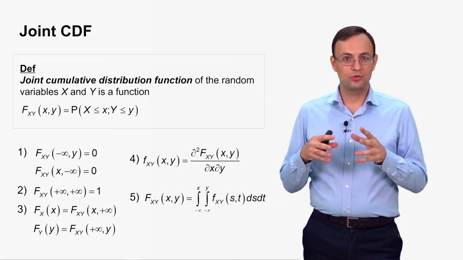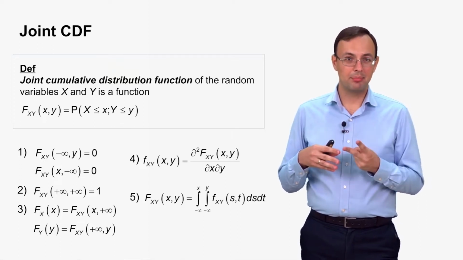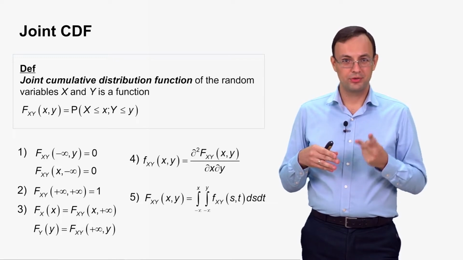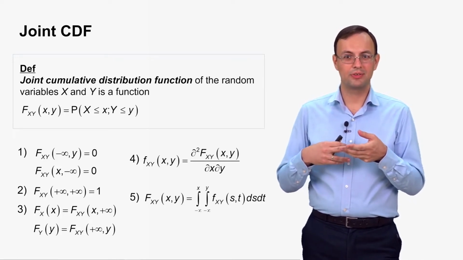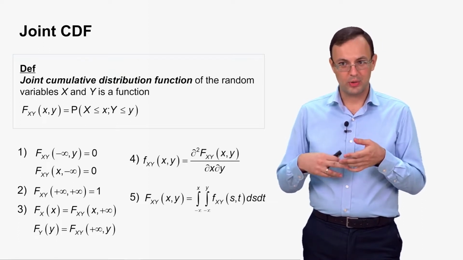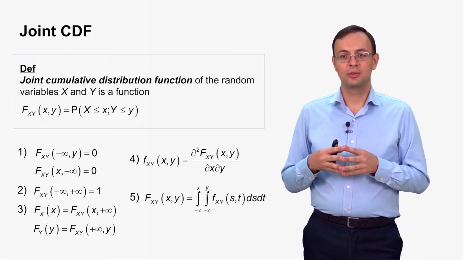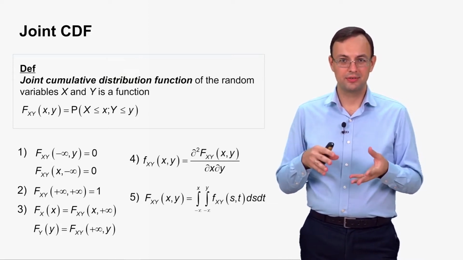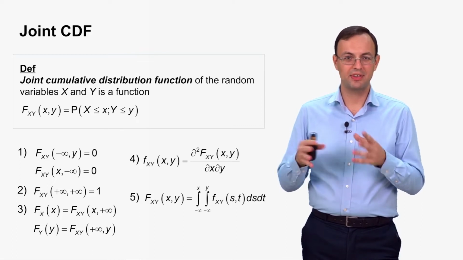And joint CDF is a double integral of the joint PDF. And this double integral is also calculated over x and over y. So that is how you can find the PDF if you have got the CDF, and vice versa.